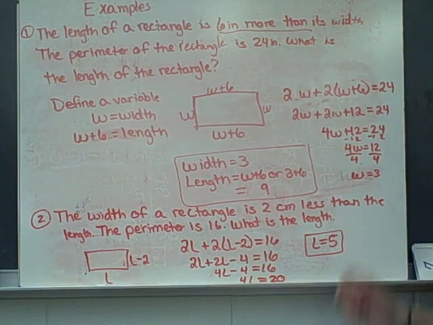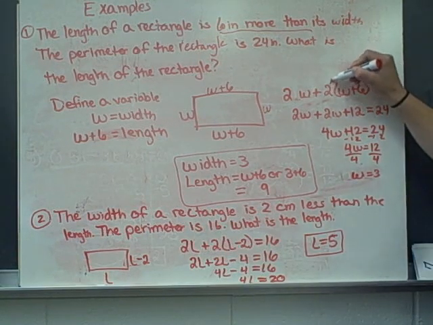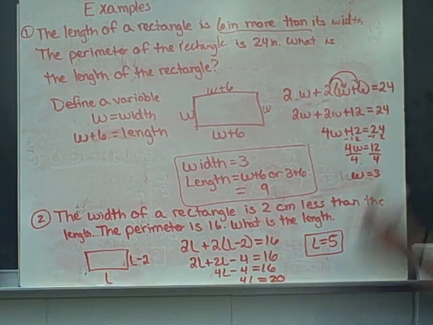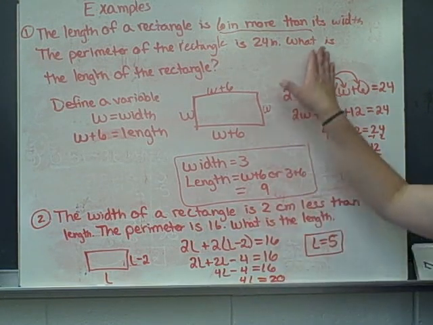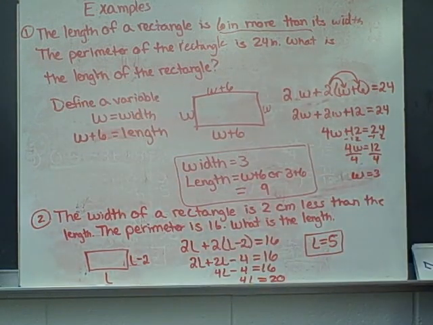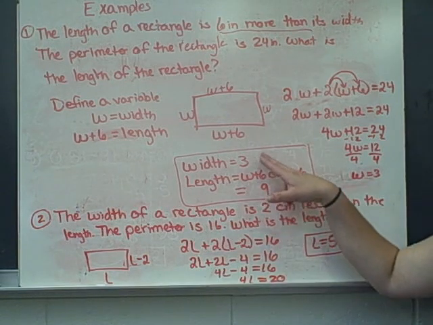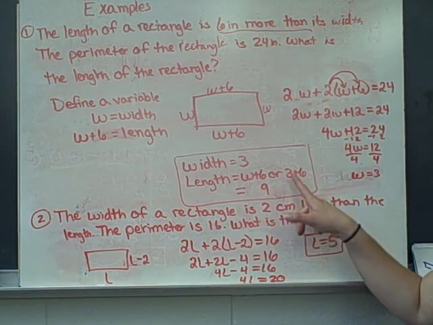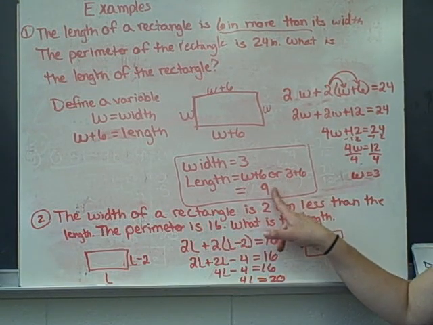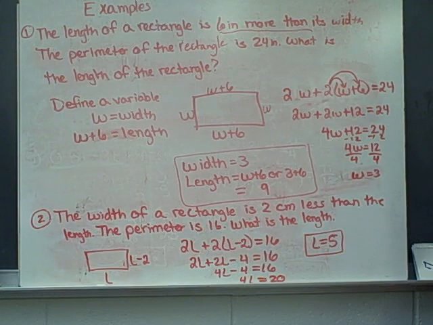If you were to solve this equation, remember to do the distributive property. So we have 2W plus 2W plus 12 equals 24. And if you were to continue like we know how to do, we would come up with the width equaling 3. However, the question doesn't ask for the width, it asks for the length. So we need to pay attention to that, and we need to say, well, if we know the width is 3, and we know that the length is 6 more, we can just do 3 plus 6 and know that the length would equal 9.